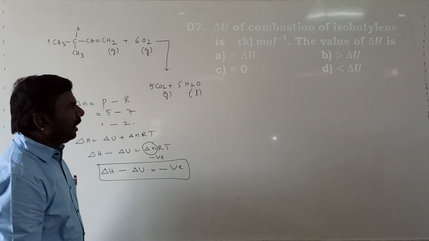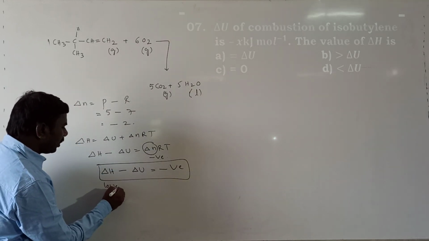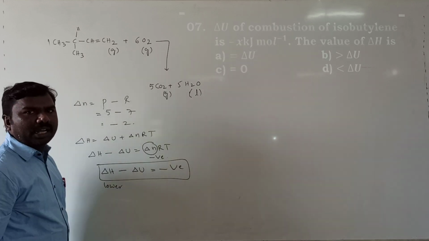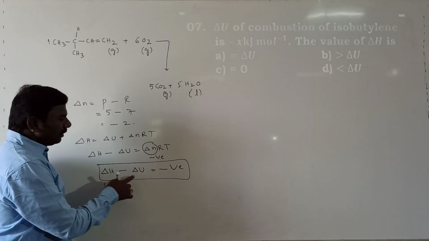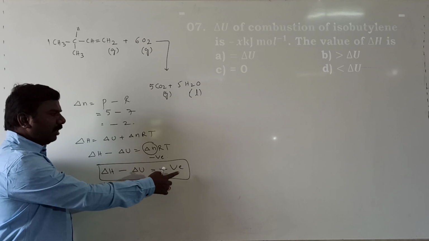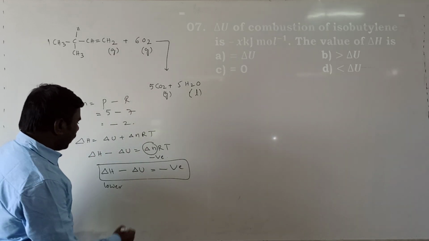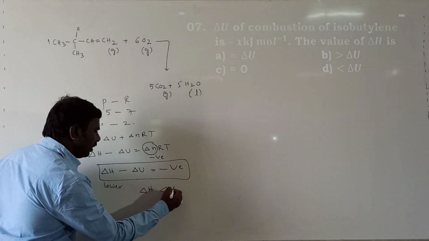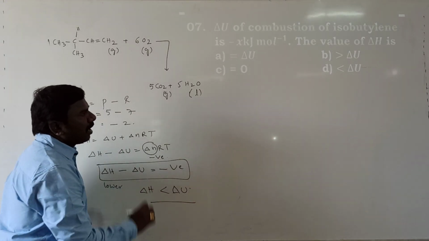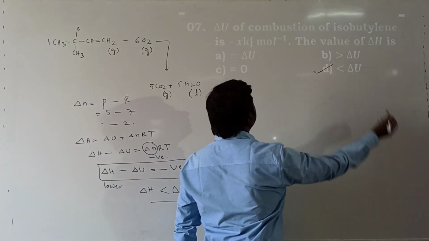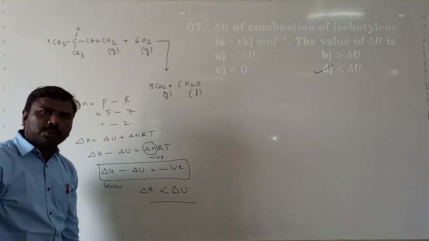The value of delta H is lower than which one? Delta U. Clear? It is 10, it is 20. 10 minus 20 will get a minus 10. So the answer will be, the value of delta H is less than that of delta U. The answer will be option D, less than that of delta U.